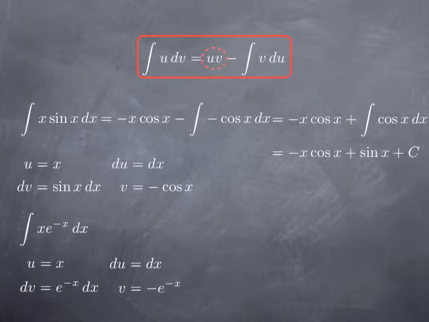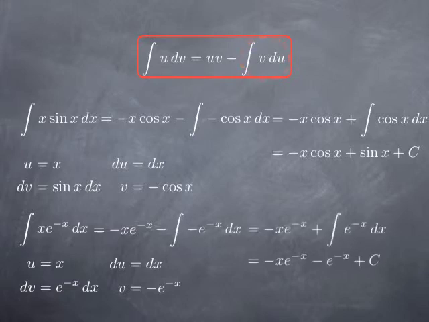uv is a product of x by negative e to the negative x, so I get negative x e to the negative x, and v du is negative e to the negative x dx, so I get minus the integral of negative e to the negative x, in other words, plus integral of e to the negative x, and integral of e to the negative x is negative e to the negative x, so I obtain negative x e to the negative x minus e to the negative x up to a constant.